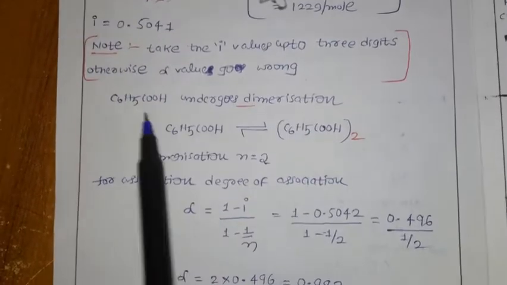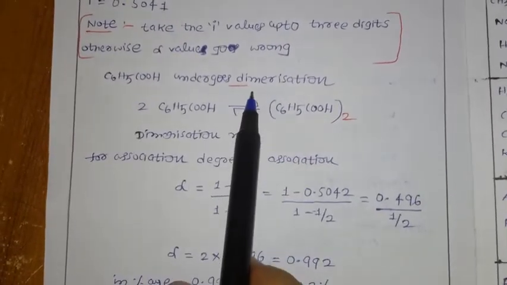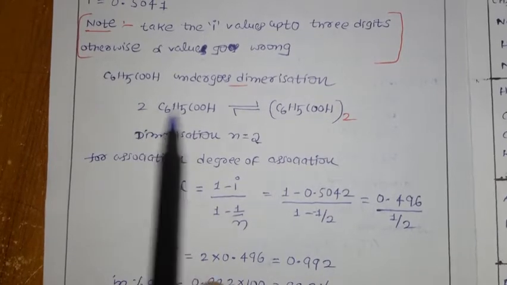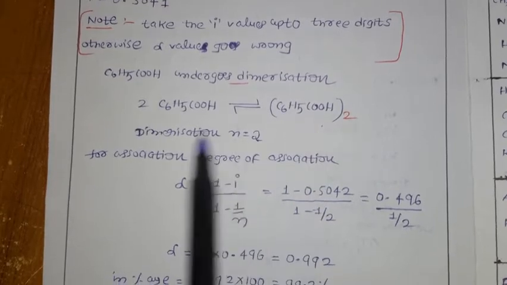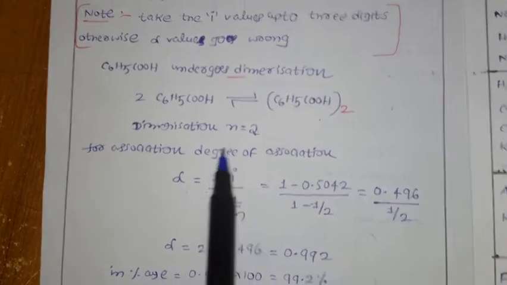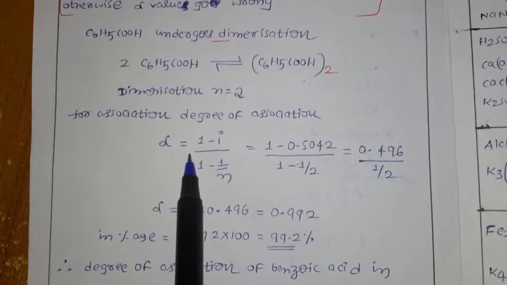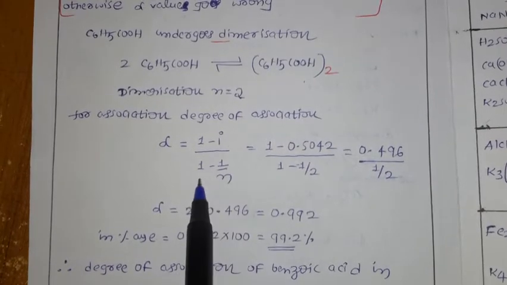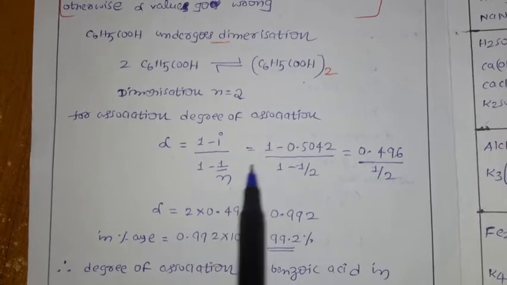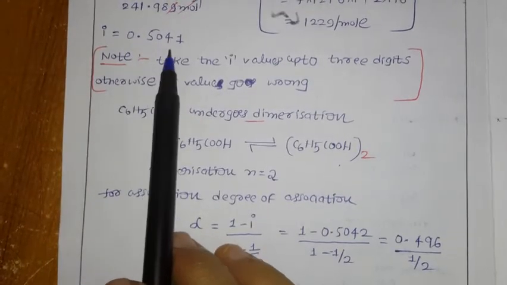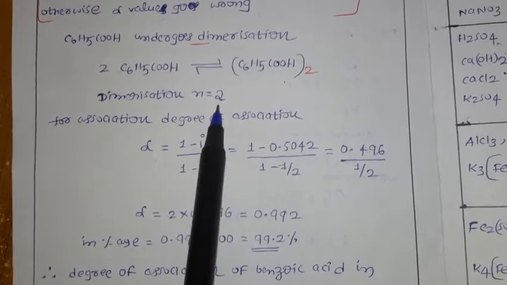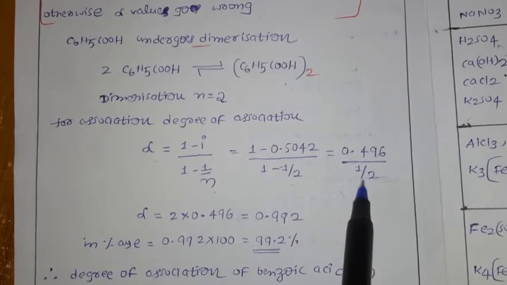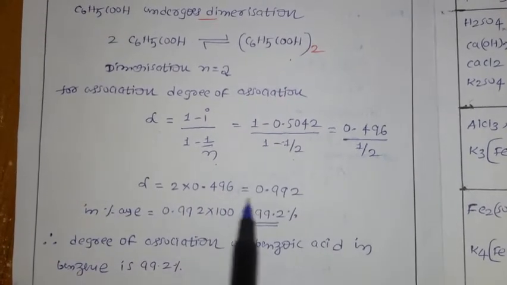If you see here, I already told you it undergoes dimerization. That means 2 moles of benzoic acid undergo dimerization, 2 particles become 1. So n equals 2. As you know very well, the formula is alpha equals (1 minus i) divided by (1 minus 1 by n). So 1 is already there, and i we got as 0.504, divided by 1 minus the number of particles, 1 minus 1 by 2, nothing but half. So if you go for the simplification, how much are we getting?